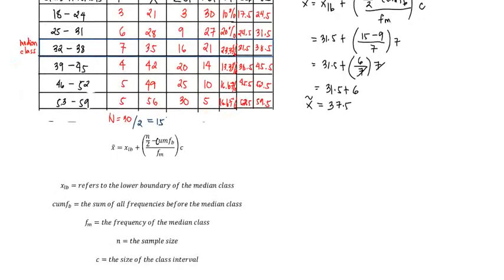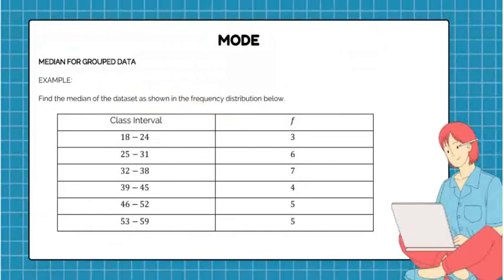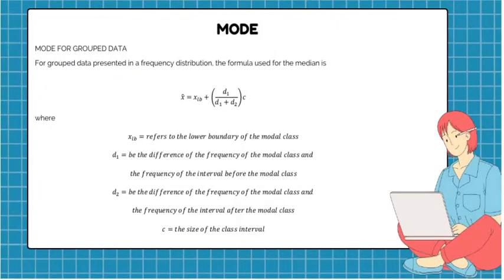Okay, and also we can calculate the mode of the grouped data. So what is going to be the formula for the mode of grouped data? For grouped data presented in a frequency distribution, the formula is: mode is equal to x sub lb plus d sub 1 divided by d sub 1 plus d sub 2, times c.